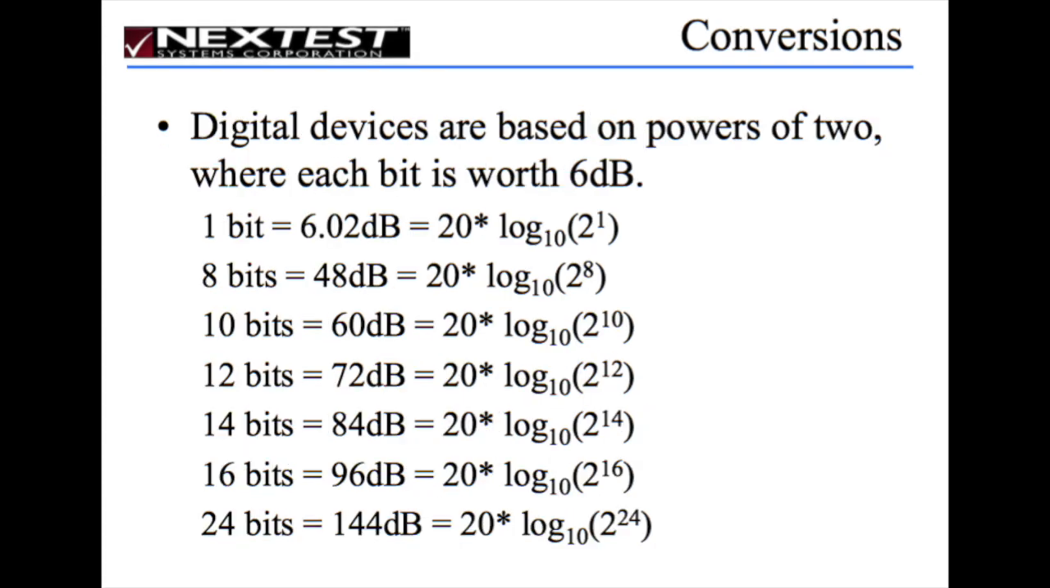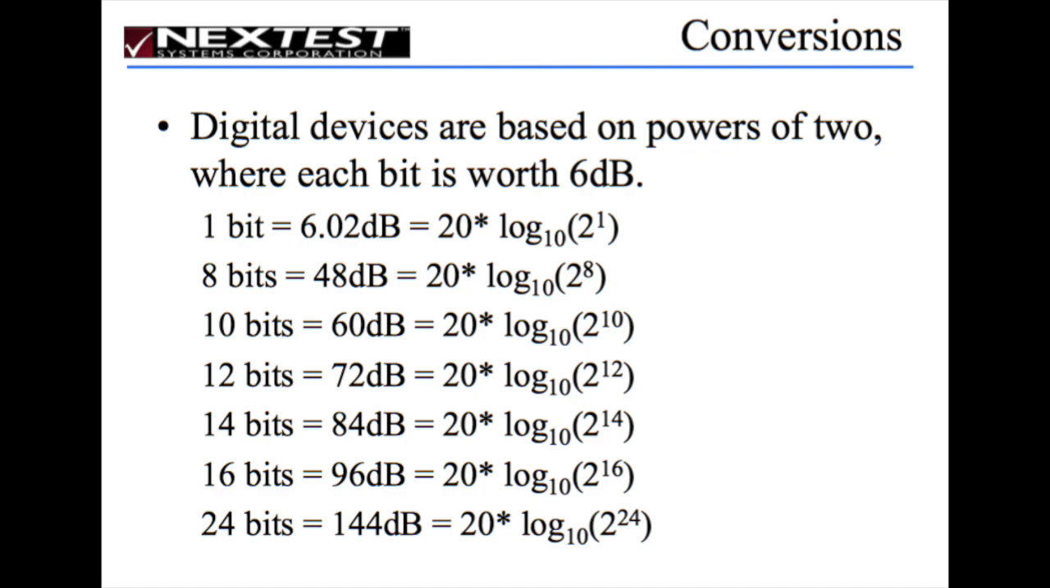Digital devices are easy to figure out. Digital devices are based on powers of 2, where each bit is worth 6 dB. So 1 bit is 6.02 dB. That's 20 times log base 10 of 2 to the 1. 8 bits is 48 dB, 20 times log base 10 of 2 to the 8. 10 bits is 60 dB, 20 times log base 10 of 2 to the 10.